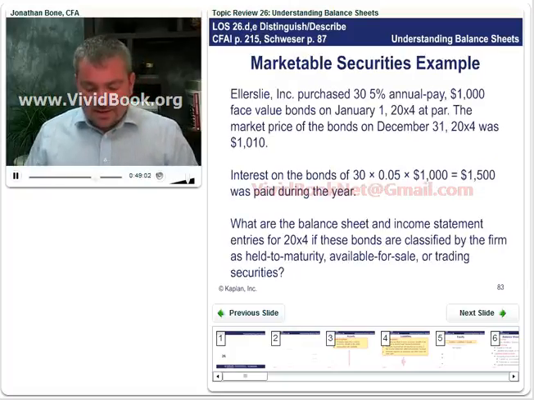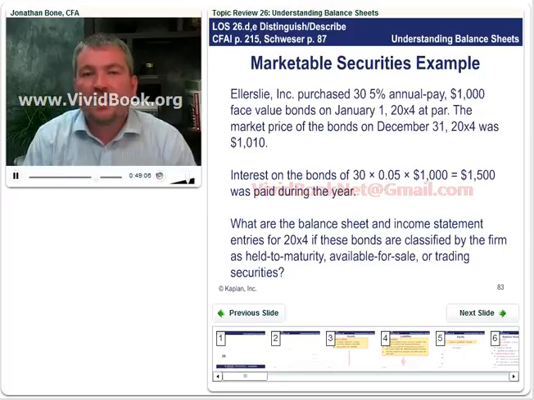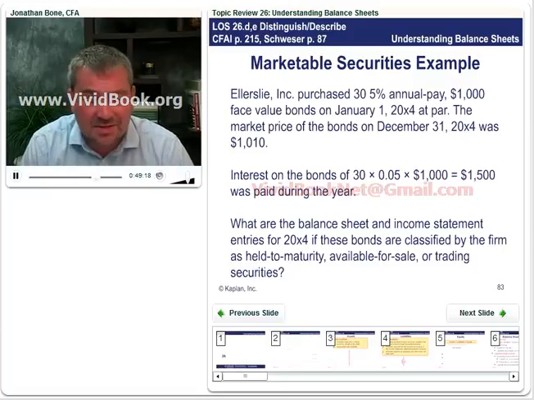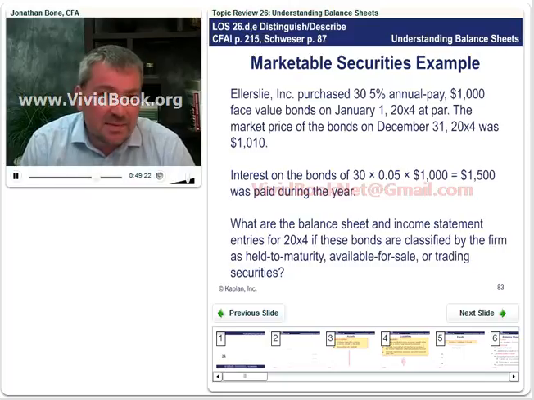So let's have a little look at some numbers just to bring this all to life, hopefully. So we've got Ellerslie here purchasing 35% annual pay, $1,000 face value bonds. So notice the price is par value. In other words, we're not going to have any amortization of premiums or discounts here. Why? Well, simply because we're dealing with level 1 at this stage.